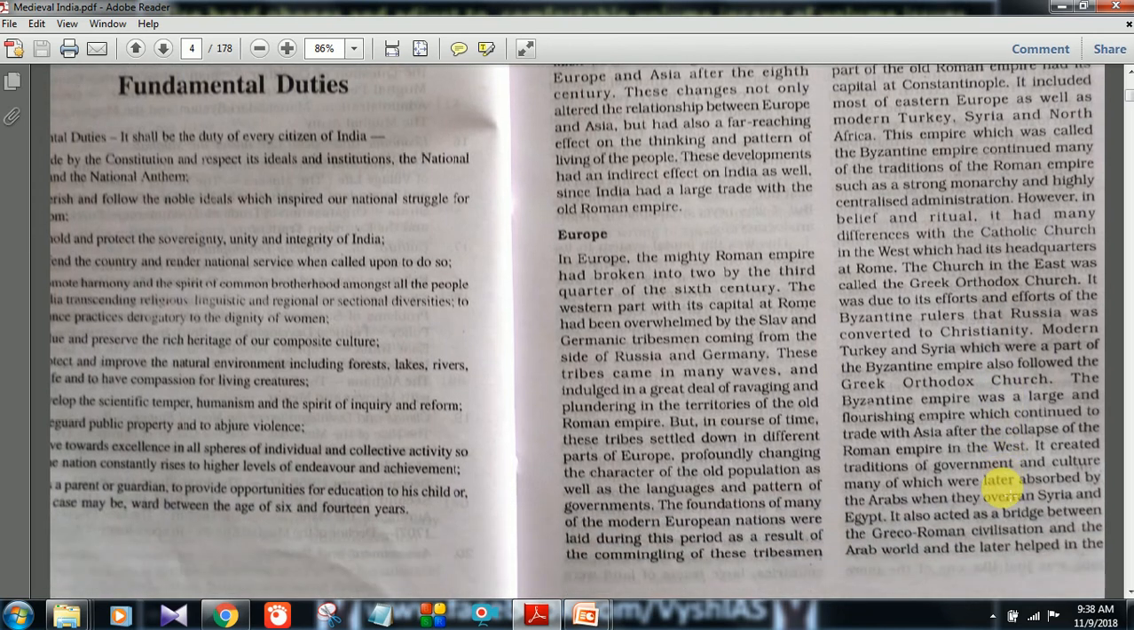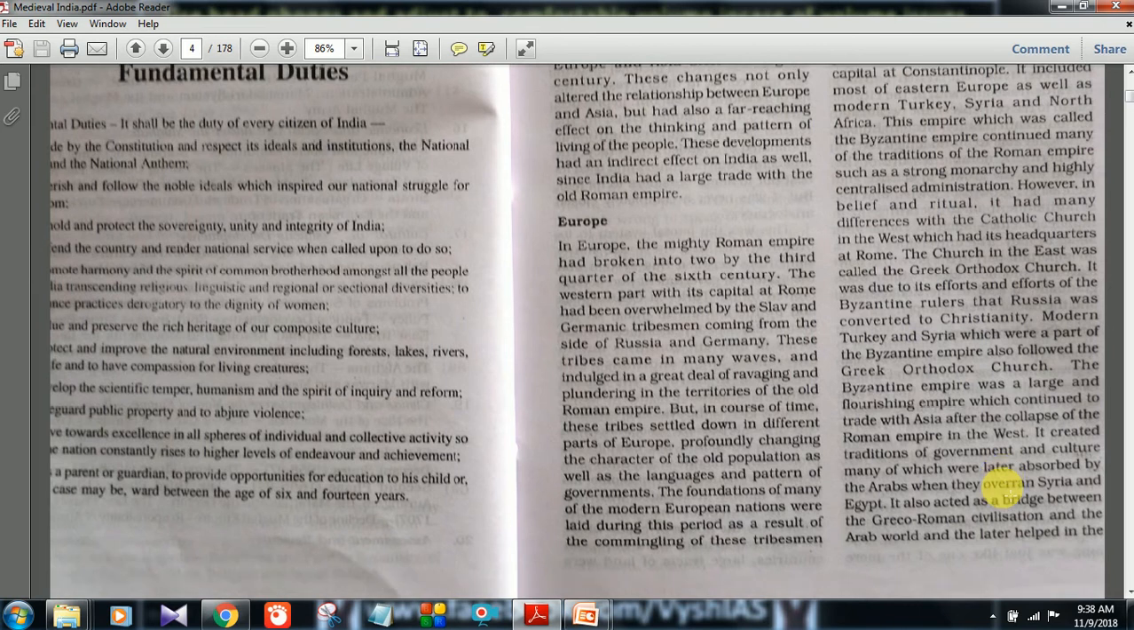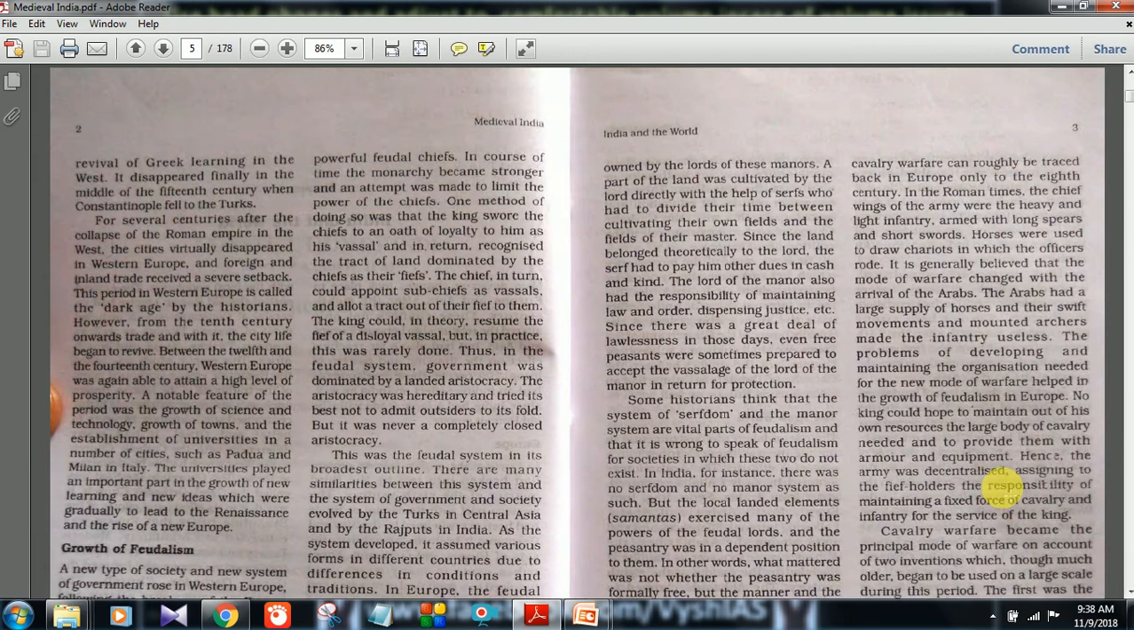The Byzantine Empire was a large and flourishing empire which continued to trade with Asia after the collapse of the Roman Empire in the West. It created traditions of government and culture, many of which were later absorbed by the Arabs when they overran Syria and Egypt. It also acted as a bridge between the Greco-Roman civilization and the Arab world, and later helped in the revival of Greek learning in the West.